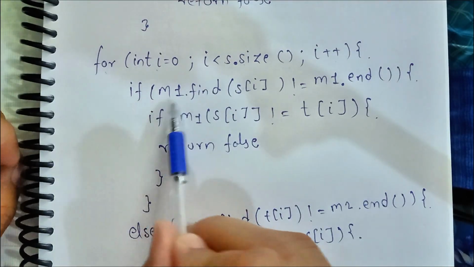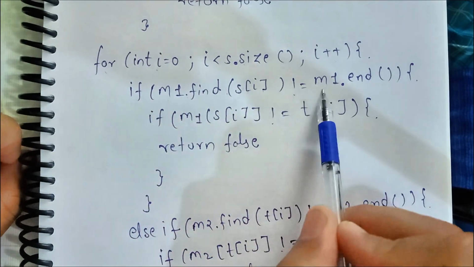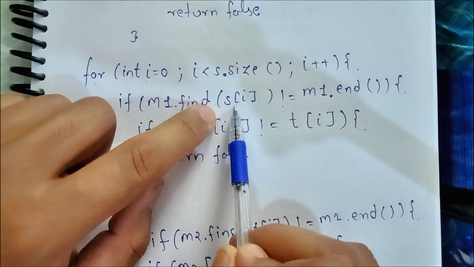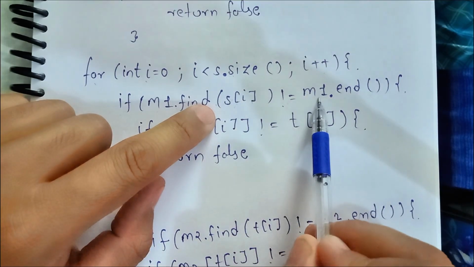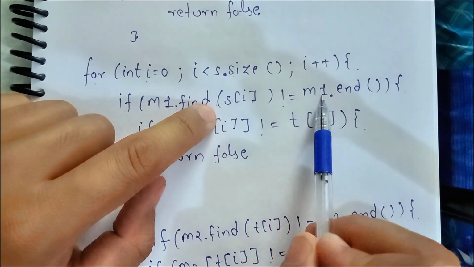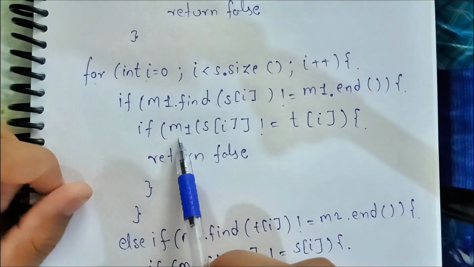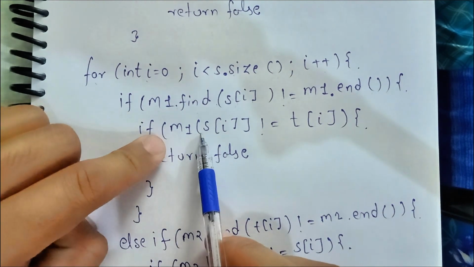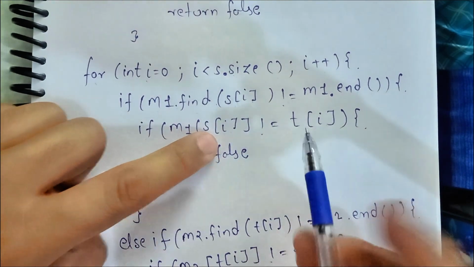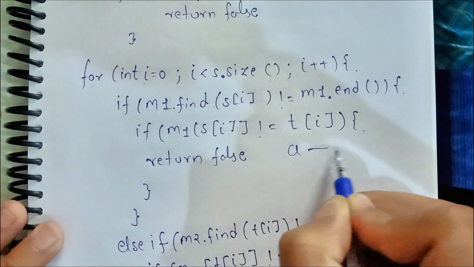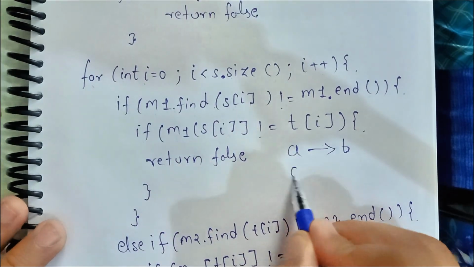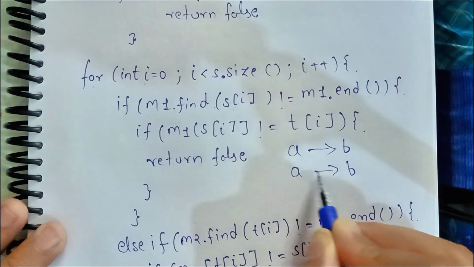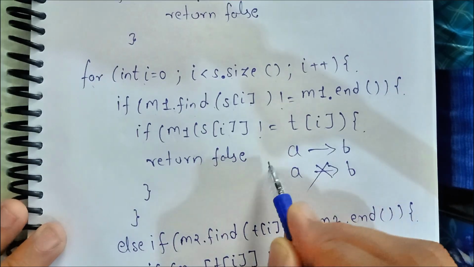So here is the condition: m1.find(s[i]) not equals m1.end. If m1.find, meaning the character at s[i], is not equal to m1.end, meaning it is there and not at the end, then we will move inside this condition. Here another if condition is there. If s[i] is not equal to t[i], meaning if we have a maps to b, again we have to check for a maps to b only. If this is not equal the next time, then we will return false.